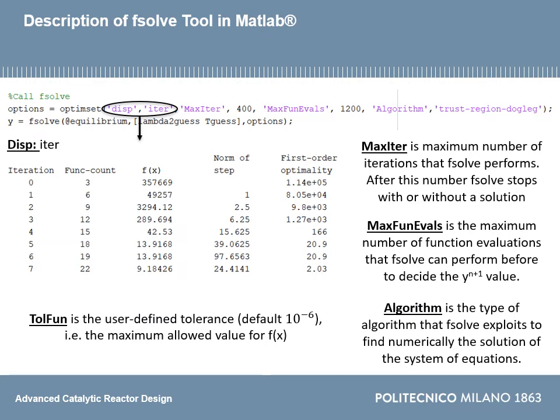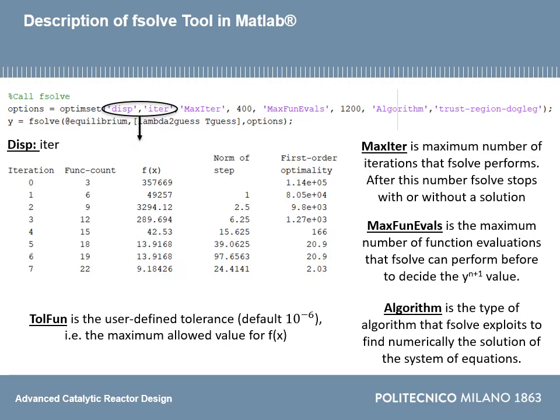The fsolve options must be set before calling the tool. Optimset is the routine which must be used to accomplish this task. The Display option is the display preference. If we set it to iter, fsolve will display the results of each iteration. In particular, the fx and the norm of step can be checked. In a correct run, the first one should monotonously decrease, whereas, if fsolve is not converging, the first one becomes constant and the second one becomes smaller and smaller, until the failure of fsolve.